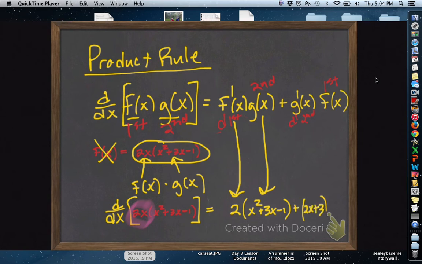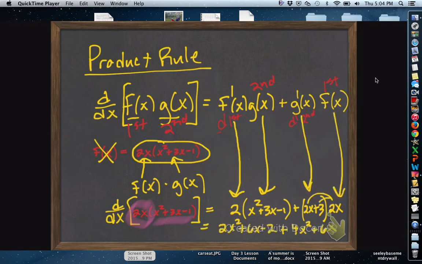Then we'll take the derivative of the second part. Do you see the second function over there? It's that x squared plus 3x minus 1. The derivative of that is just 2x plus 3. And then times the first function, which is 2x unchanged. So it always follows that pattern. It's the derivative of the first times the second unchanged plus the derivative of the second times the first unchanged.